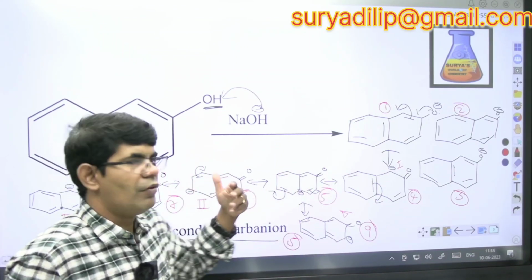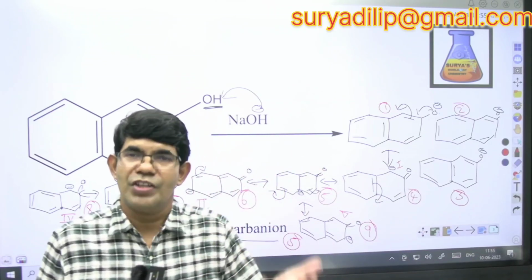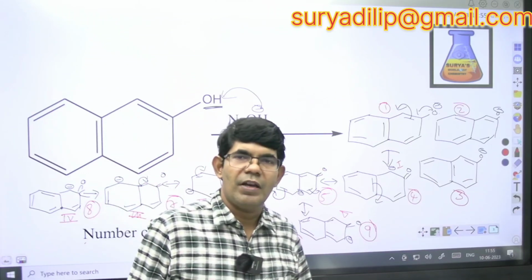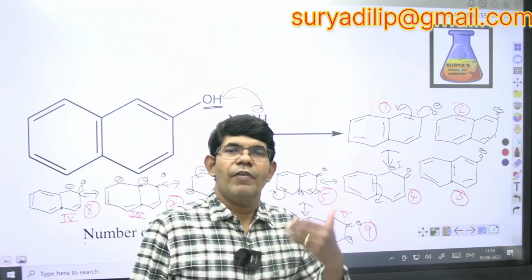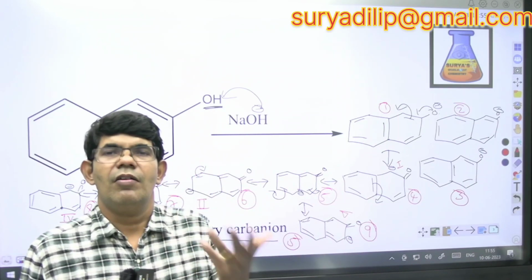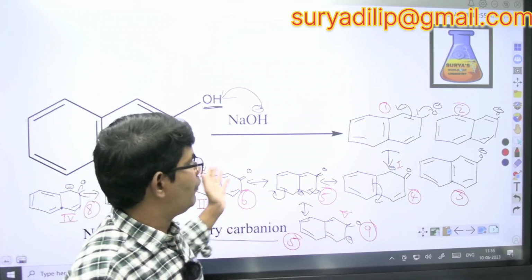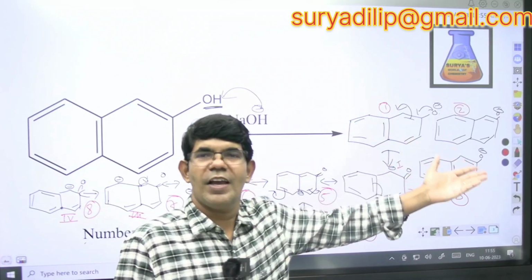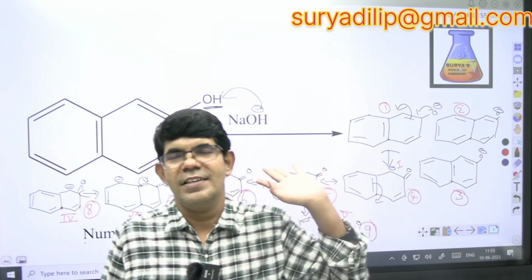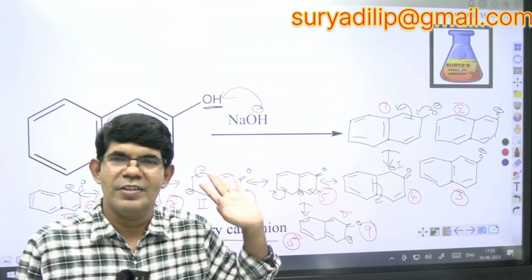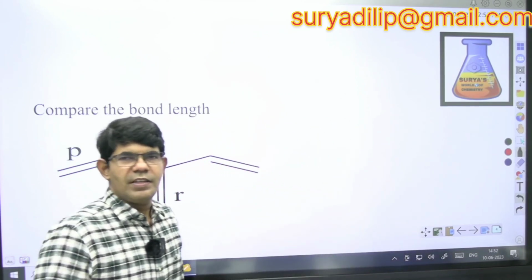He may ask you a number of questions based on this. He may ask you the number of primary carbanions or tertiary carbanions or secondary carbanions. Or he may ask you how many resonating structures are possible where you can have a negative charge on the oxygen atom. Then definitely how many resonating structures will you have? 3. If he is asking for total resonating structures, definitely it is 9. Followed? So students, let's move to the second question.